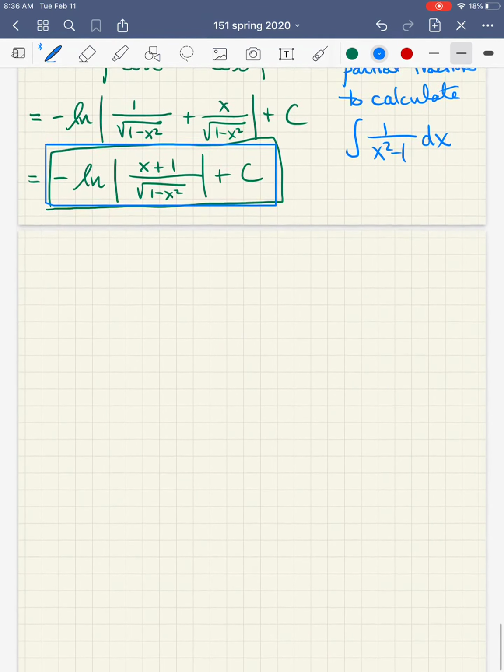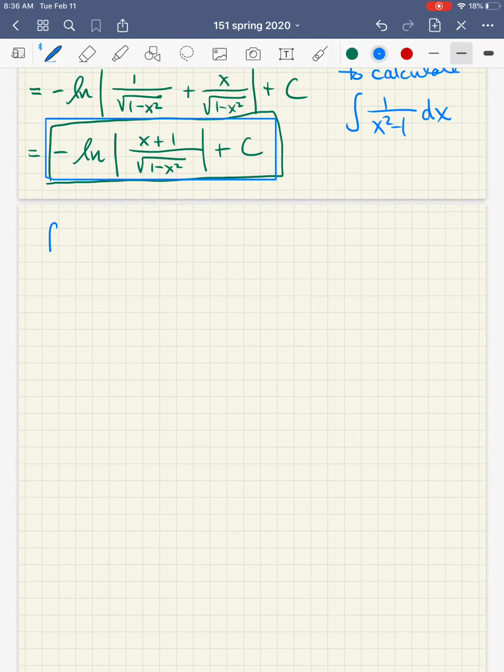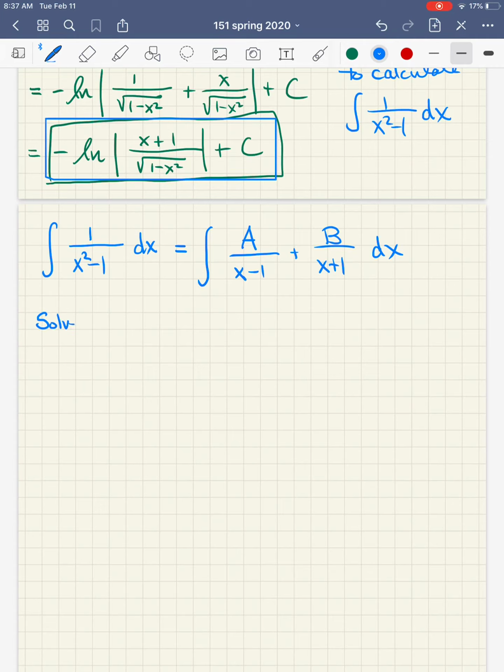And so we're going to integrate 1 over x squared minus 1 by using partial fractions. The idea here is that we want to split it up as a sum of two integrals over nicer functions. And so we want to find a and b so that this equation is true. So let's solve the algebra for a and b.